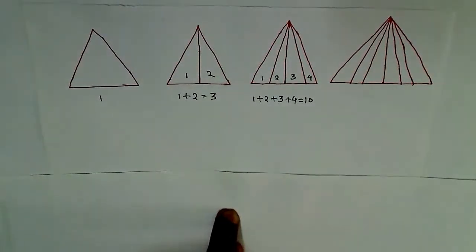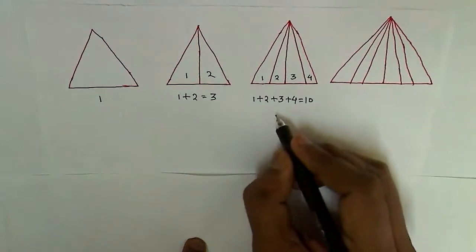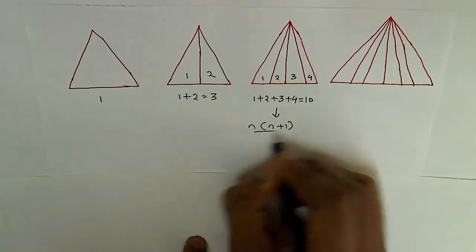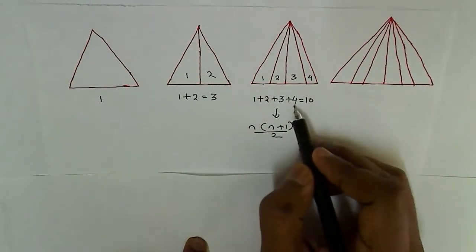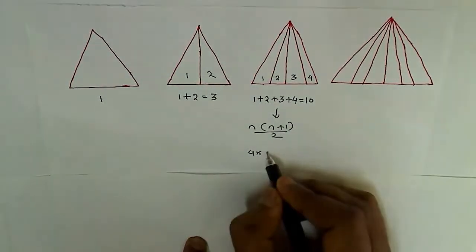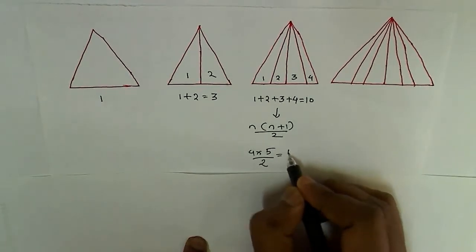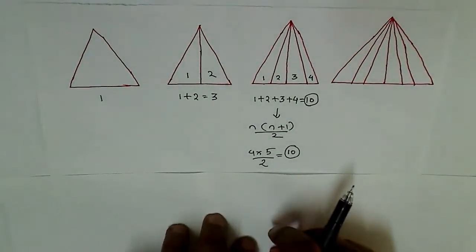Suppose you are finding difficulty in adding those things also. Then for that you have one more formula, that is n into n plus 1 divided by 2. What is this n? N means the last term. Suppose here the last term is 4. So 4 into 4 plus 1 is 5, divided by 2. If you solve this, you will get 10. Okay.